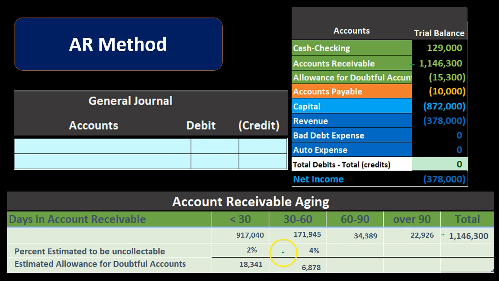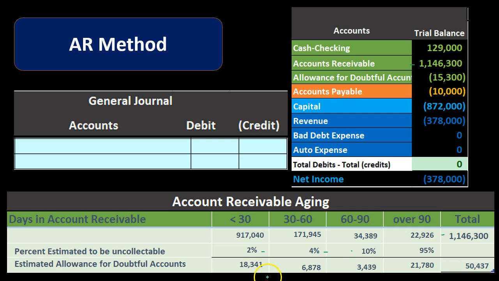And again, you could ask, well, where do we get this 2% and this 4%? It's an estimate. We have to come up with some reasonable estimate based on past experience and or industry standards. And then of the 34,389, 10% is uncollectible based on past experience, industry standards. So this times that equals the 3,439. And over 90, it's very unlikely we're going to collect it. And so if we take the 22,926 times the 95%, we get the 21,780. Now you might be saying, where did these come from? You can question these percentages, but they would be based on industry standards and past experience. They should be reasonable in accordance with the industry based on past research.